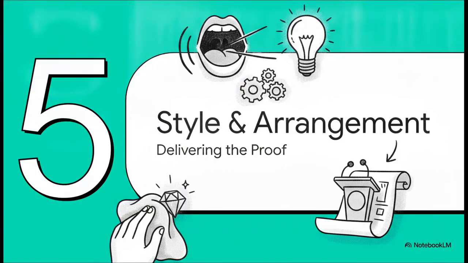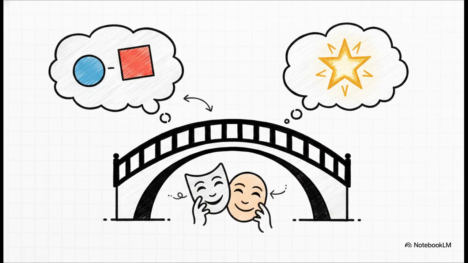Finally, we hit Section 5, Style and Arrangement. According to the text, good style fundamentally boils down to being clear and appropriate. If it doesn't convey a plain meaning, well, it completely fails its purpose.